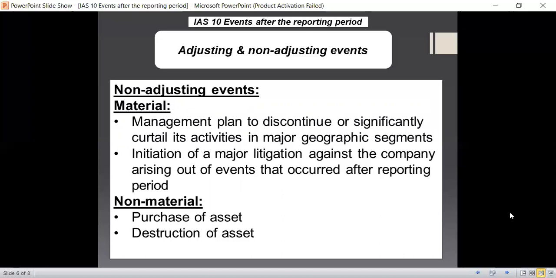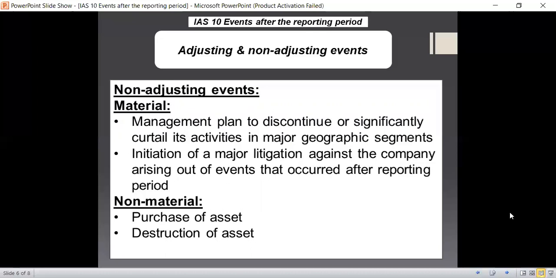Then generally speaking, if any kinds of dividends are being announced by the company for its shareholders, these can prove to be the major example of the non-adjusting events. Except in the case of preference shareholders, because the dividend which we have to pay on the preference shares, obviously, that is a kind of a liability. But generally, any kind of dividend declared after the reporting period ending date will be a non-adjusting event.